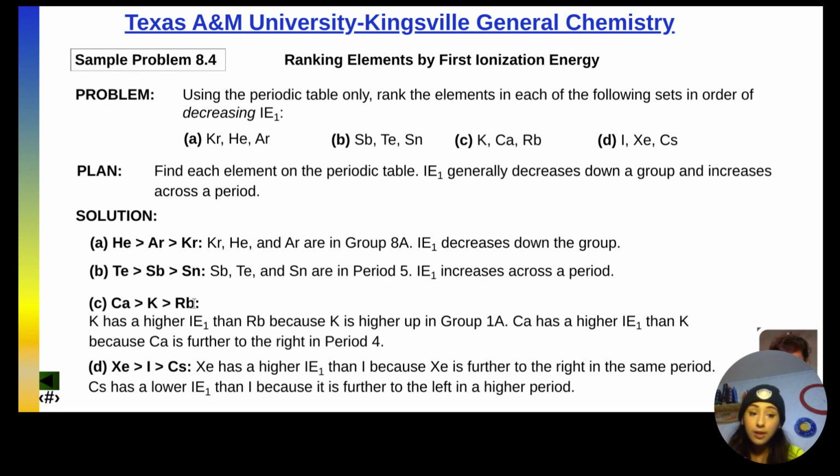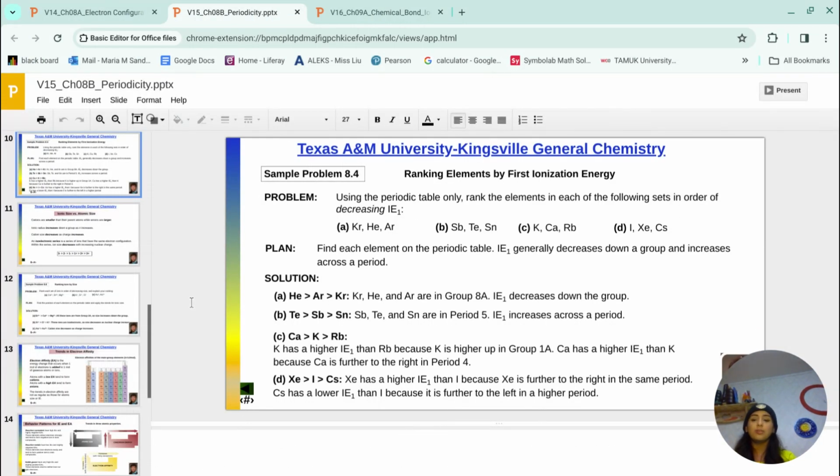Moving down to the final group, D, I, Xe, Cs, we're rearranging that as Xe, I, Cs, because Xe has a higher IE1 than I, because Xe is further to the right, yet in the same period. Cs has a lower IE than I, because it is further to the left in a higher period. That is our first problem with ionization energy. Moving on, if it lets me, it's been giving me a bit of trouble with this. I might just do it this way.